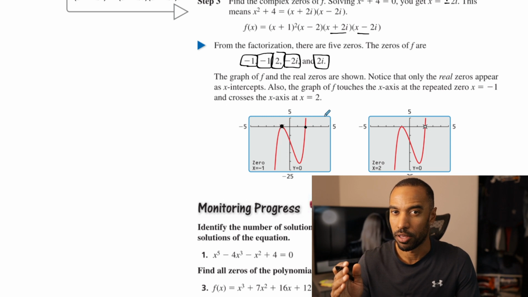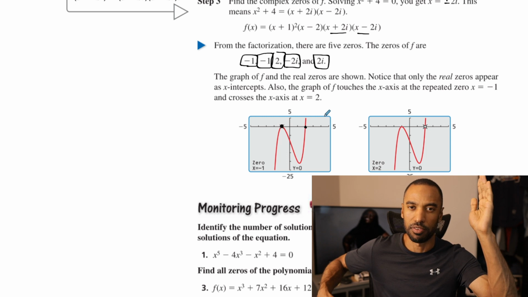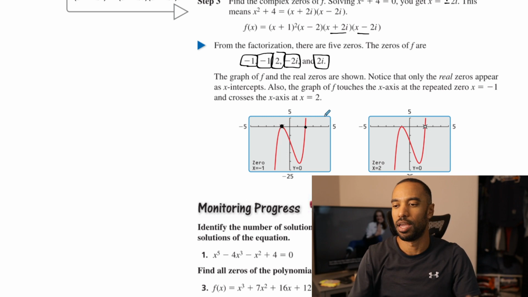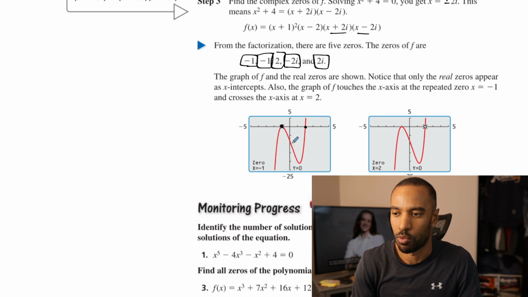It's a 5-degree polynomial, so it's going to start in one direction and finish the other. Because it's a positive leading coefficient, it's going to start down, finish up. Sorry, you should probably see it. Yeah, start down, finish up. And that's exactly what we see right there.